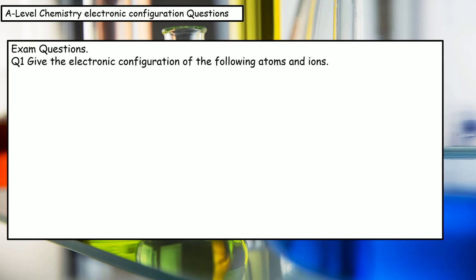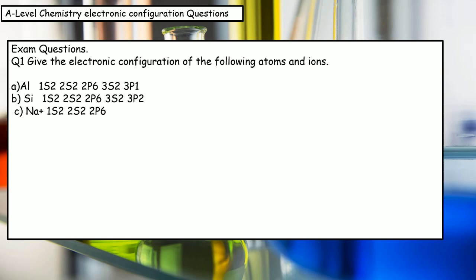Okay, so for question one, give the electronic configuration of the following atoms and ions. So aluminium is 1s2, 2s2, 2p6, 3s2, 3p1. It's got 13 electrons, so just fill it out as you go. Silicon has 14 electrons, so 1s2, 2s2, 2p6, 3s2, 3p2, so one more than aluminium.